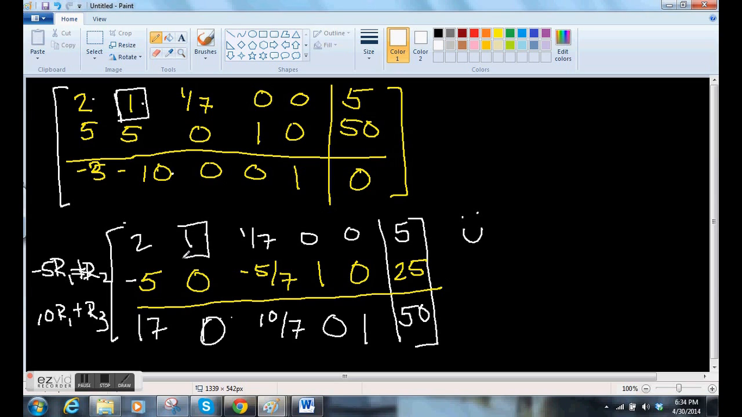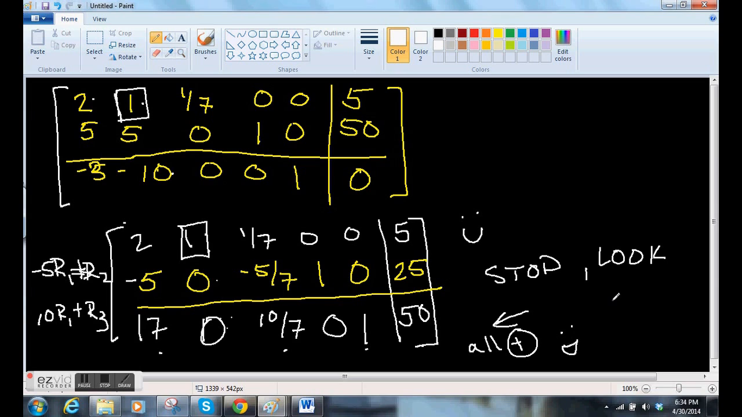Once you've done that, once you have your first pivot column looking like 1, 0, 0, you stop, you take a moment, and then you look. Stop, look, listen, if you like. You're basically looking for negative numbers. In this case, these are all positive. Look at the last row. We have 17, 10/7, 1, and 50. These are all positive numbers. That is excellent. That means we can stop. We are done. You were trying to get this into all positive numbers, if you remember from the other video.